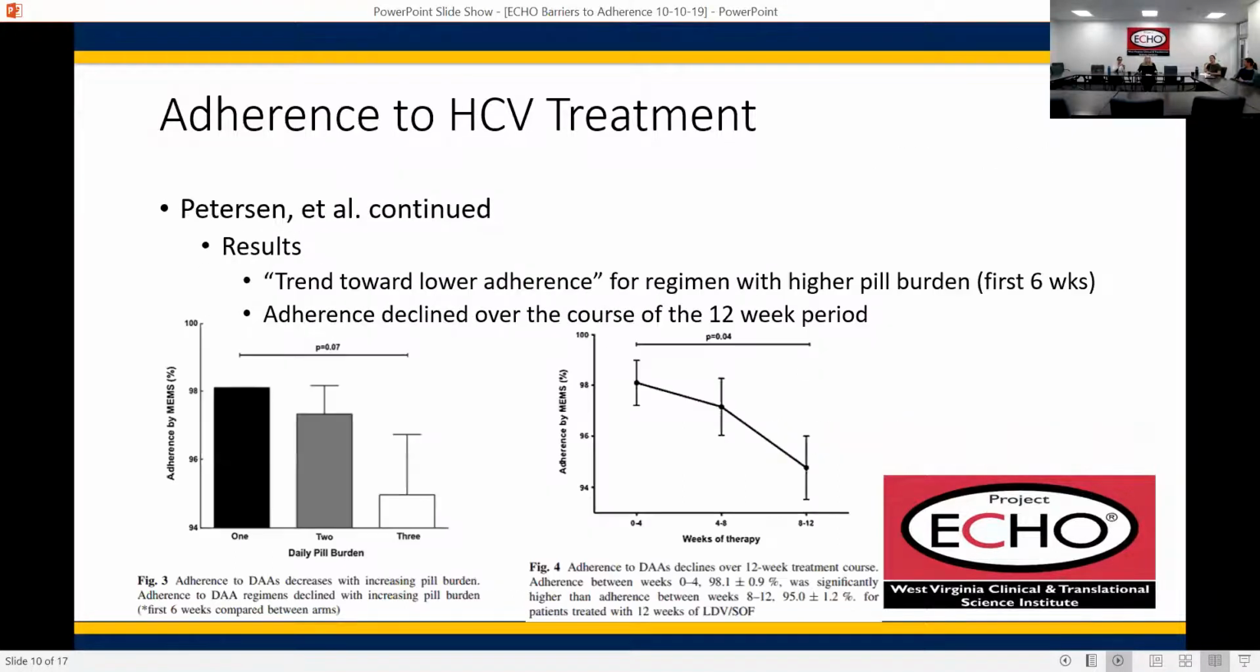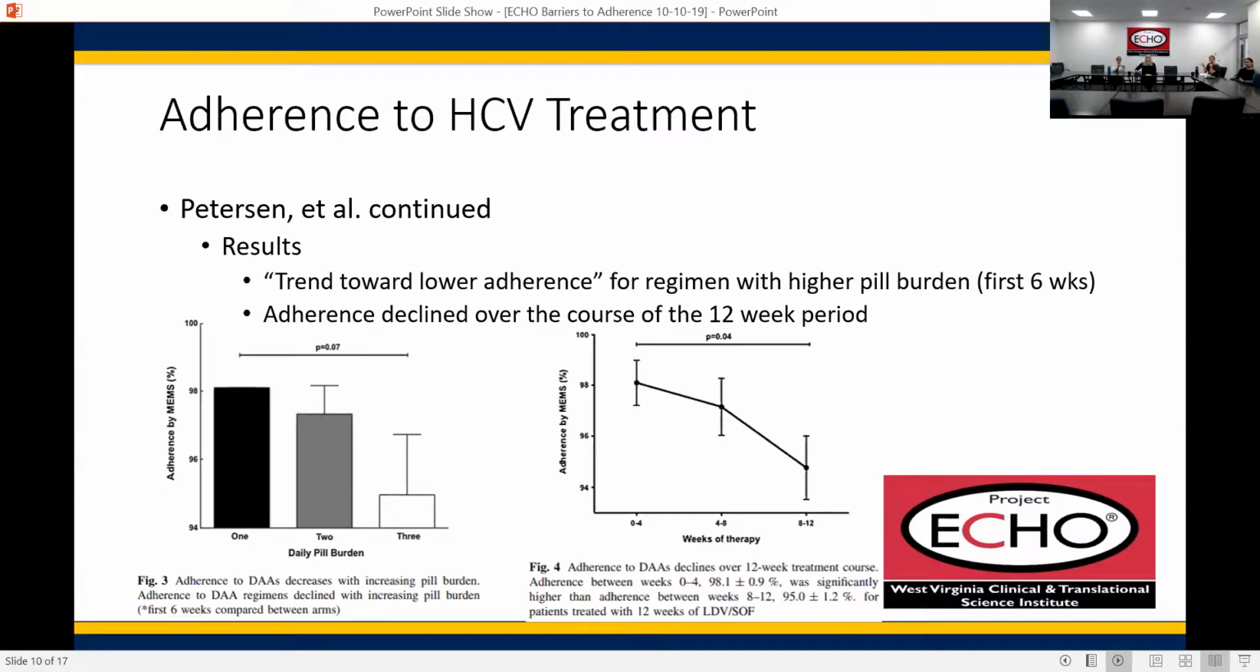Some more data in this study that they looked at is they found a trend towards lower adherence in the regimens that had a higher pill burden. So that's the bar graph that you see here, the first graph. And keeping in mind, remember that the traditional group was Harvoni times 12 weeks, but they only looked at the data in the first 6 weeks to match the other 2 6-week regimens. So the bar graph is only the first 4 weeks of treatment. And what you see is their trend. So it wasn't statistically significant, but with 1 pill once a day, there was more adherence than there was for 2 or 3 with twice-a-day dosing.